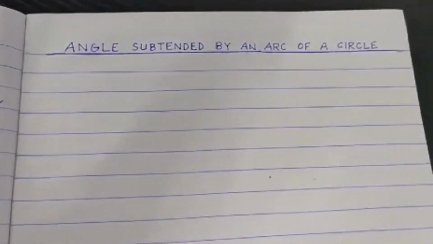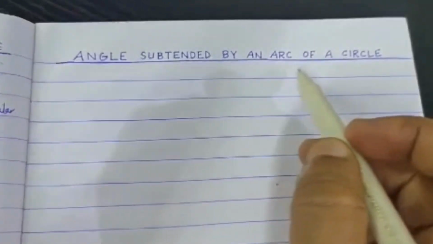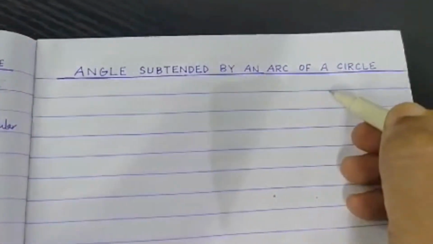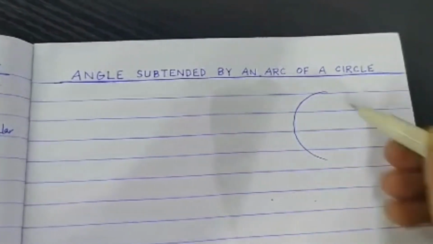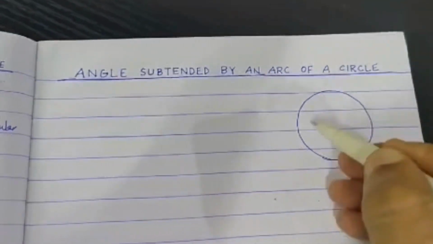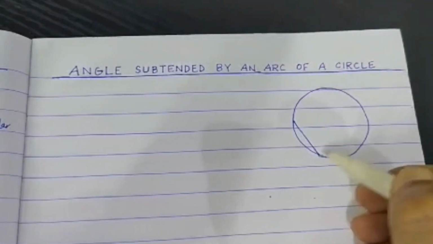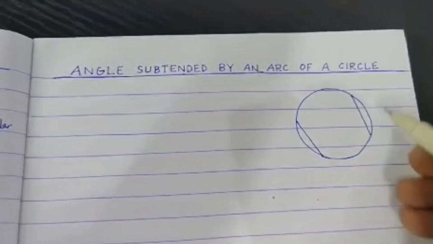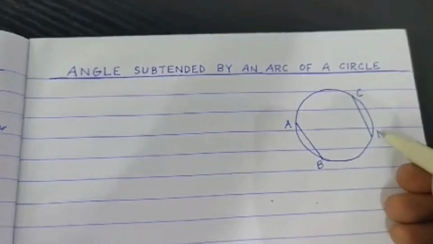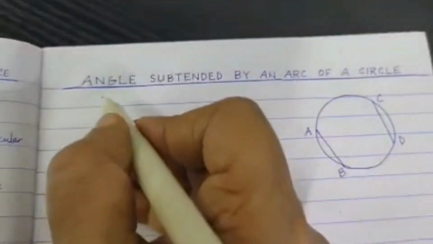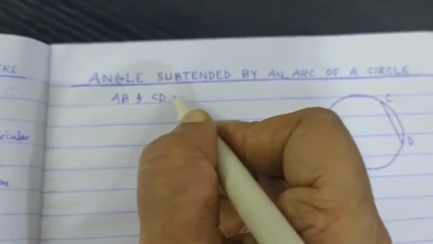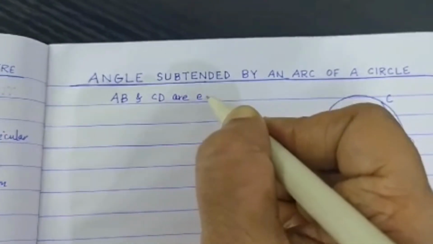So friends, let's start the topic: angle subtended by an arc of a circle. First let's understand. Let us suppose this is a circle and we have two chords of equal length. This is one chord, this is the second chord. Let us suppose this is A, B, and this is C and D. So AB and CD are equal chords.